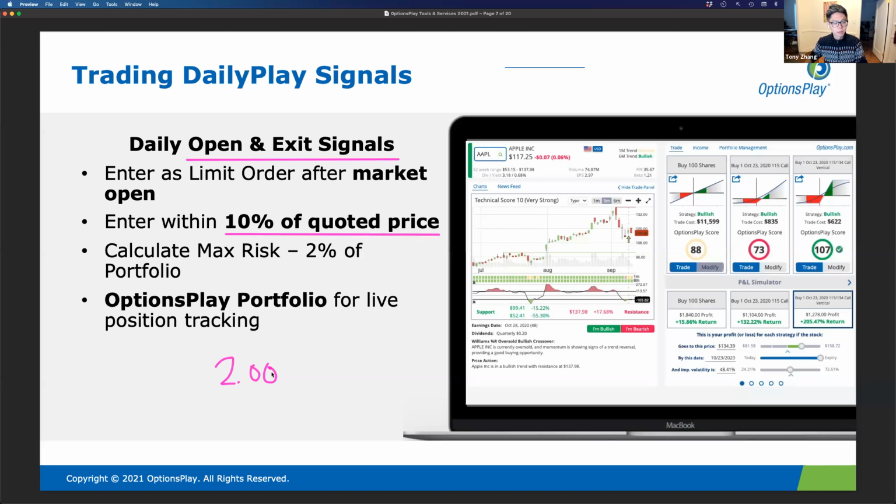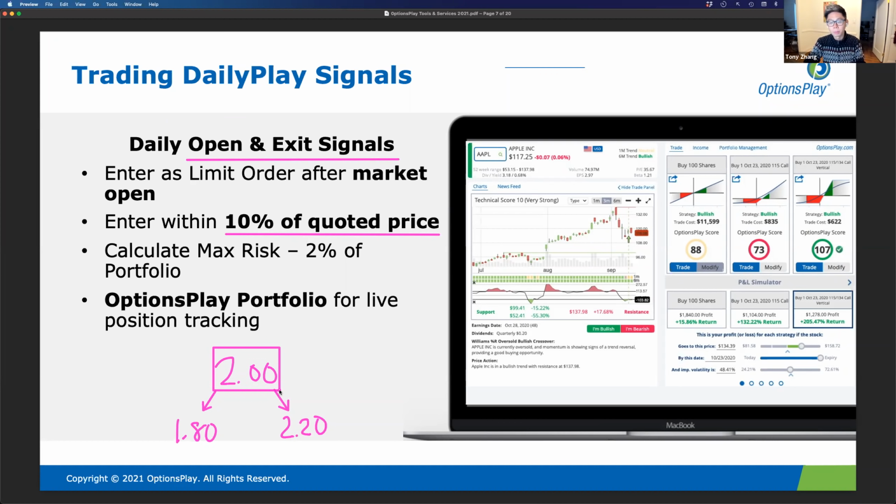So just make sure if, let's say, for example, we send out a trade that's currently at $2 credit, your range here is somewhere between $1.80 and $2.20, basically 10% of the quoted price. If you're within 10%, that's still considered a valid trade. If it exceeds that 10%, then it's a trade that perhaps you need to adjust the strike prices or reconsider whether it's a trade that you want to make.